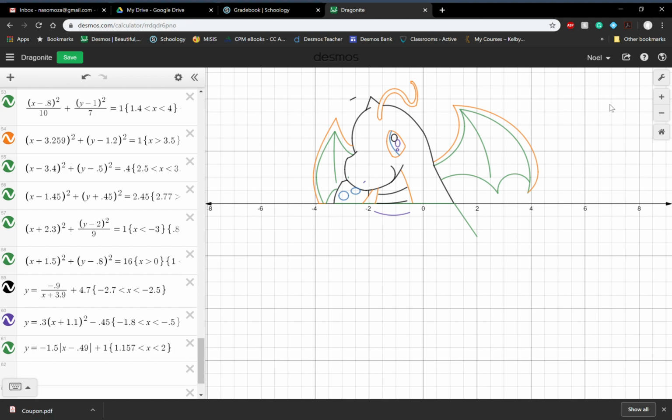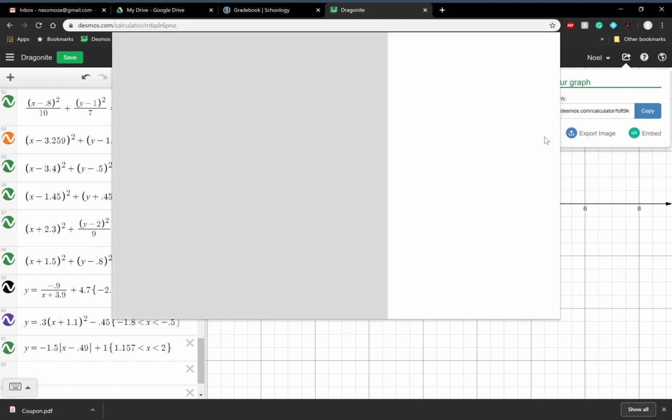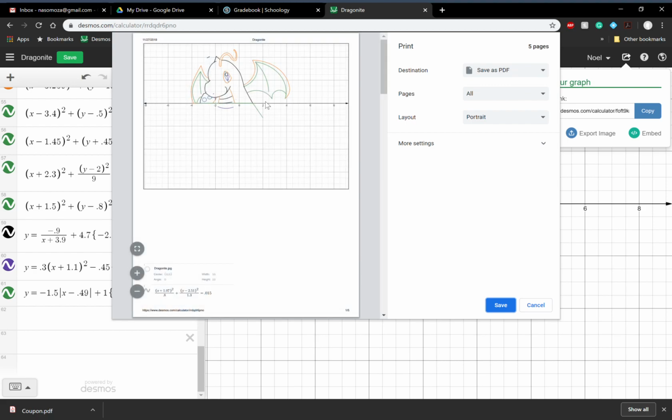Again, if you're getting close to finishing, then you're going to want to go up here to share, and this is how you'll share it with me. You go to share, it'll load this link right here, so you just copy it and then paste it, send it in a Schoology message. Once you're done, then you can go to print, and you should see a preview. Okay, now this looks okay.